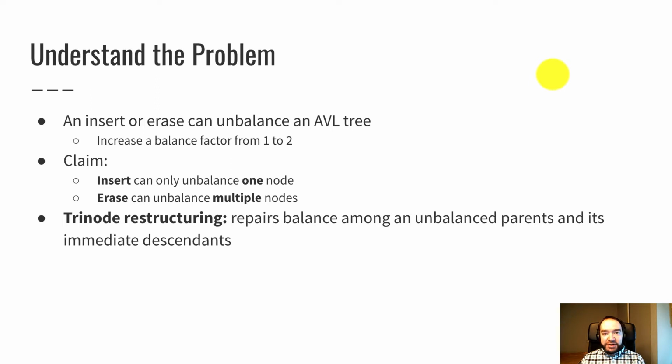The trinode restructure operation is this local thing that just looks at one node that's imbalanced and the children of that node, that immediate neighborhood, and restores the balance factor in that one spot. In the case of insert, that would rebalance the entire tree because after an insert, there can only be one imbalanced node. In the case of erase, you have to look for multiple locations where there's imbalance, but every time you find one, this trinode restructuring operation will fix it.